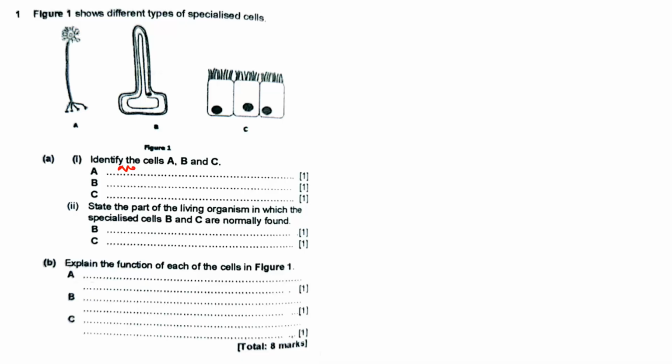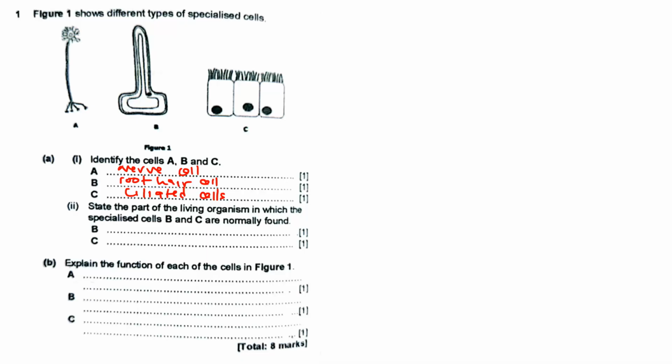So the first one is called the nerve cell. Then, of course, the second one, which is B, is root hair cell. Then you have the ciliated cells. Okay? So that is nerve cell, root hair cell, and ciliated cells.